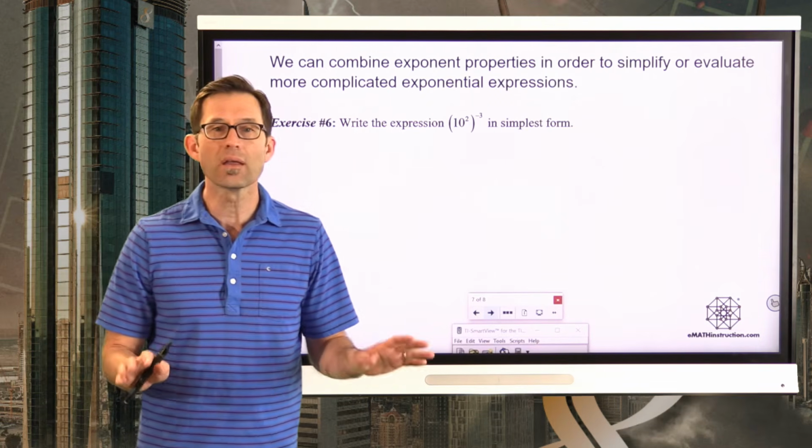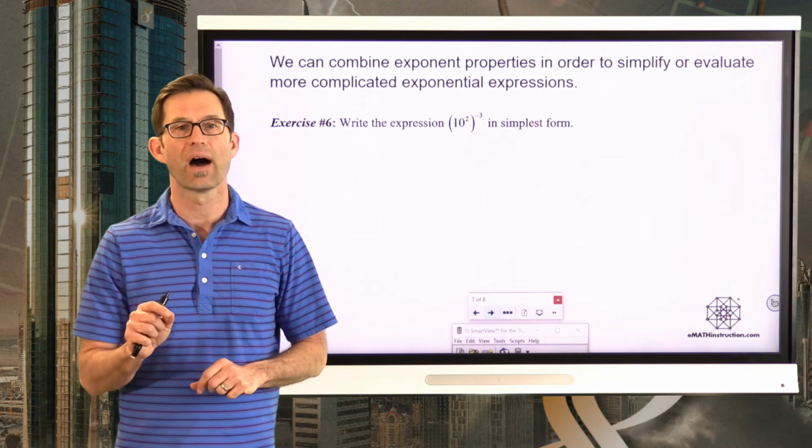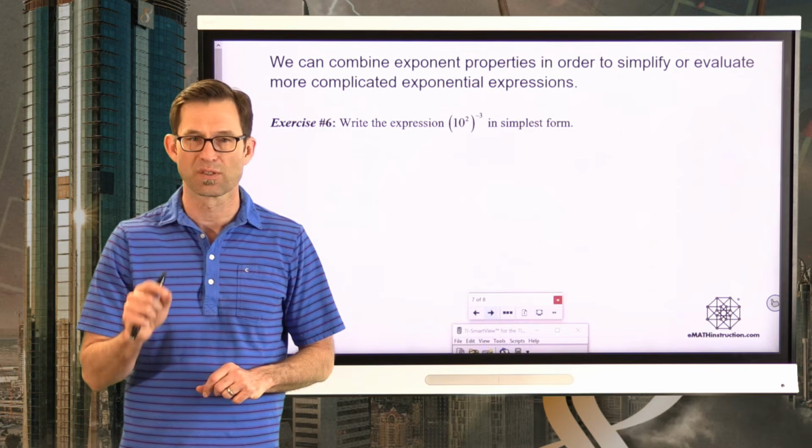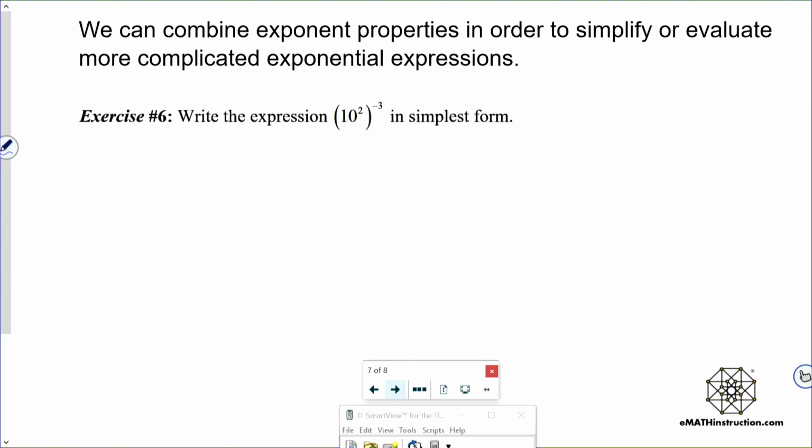All right, so let's take a look at one more. We can combine exponent properties in order to simplify or evaluate more complicated exponential expressions. So let's take a look at exercise number 6. Write the expression 10 to the second raised to the negative third in simplest form.